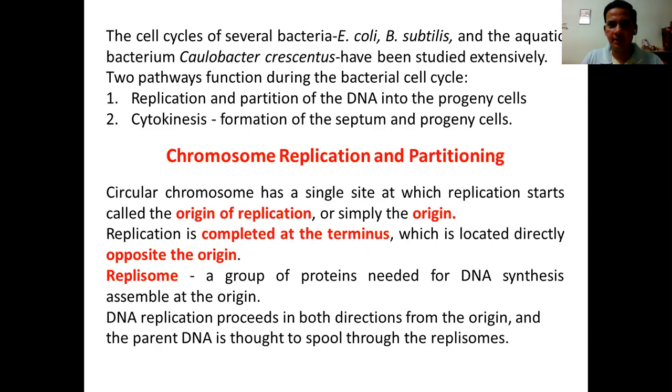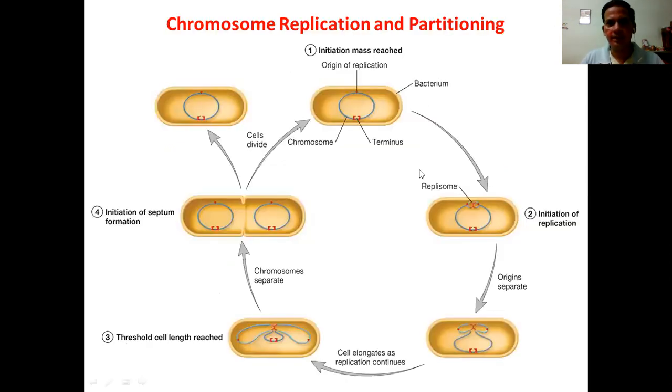This kind of replication is facilitated by a group of proteins which facilitate DNA synthesis. These proteins assemble at the origin and are known as the replisome. DNA replication proceeds in both directions from the origin, and the parent DNA is thought to spool through the replisomes. So this is a typical representation of chromosome replication and partition.